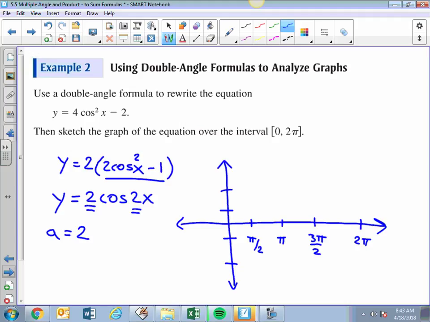If you guys remember period, it's 2 pi over b. Well, b happens to be 2 here. Therefore, this period would be pi. So it actually has a full period when it hits pi. So in fact, if we go from 0 to 2 pi, you should have 2 full periods.